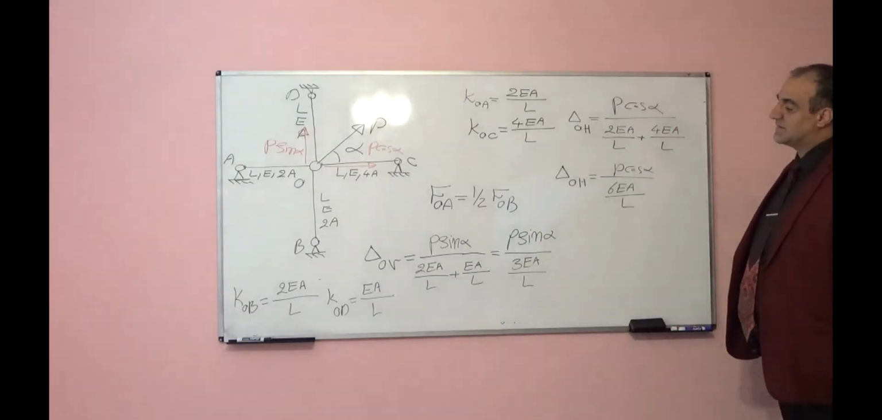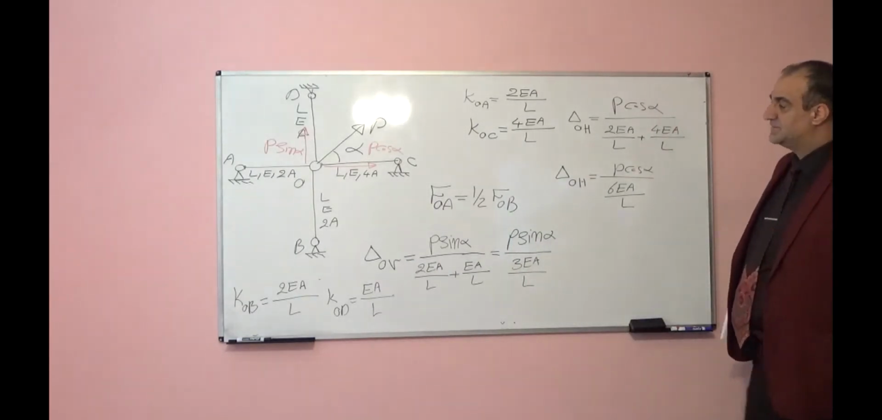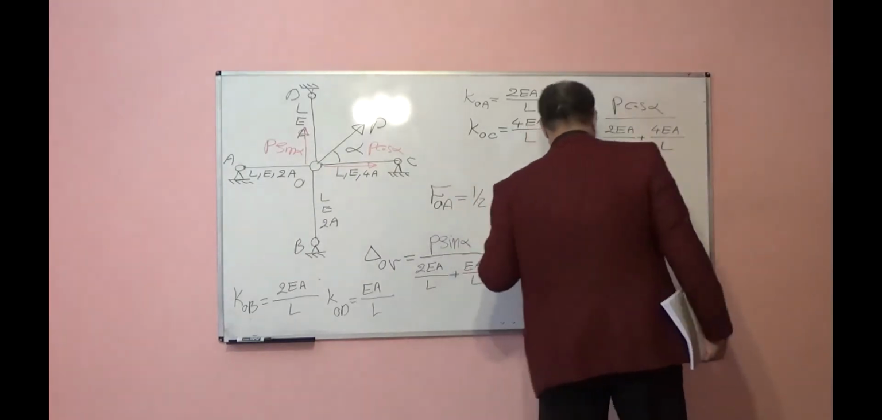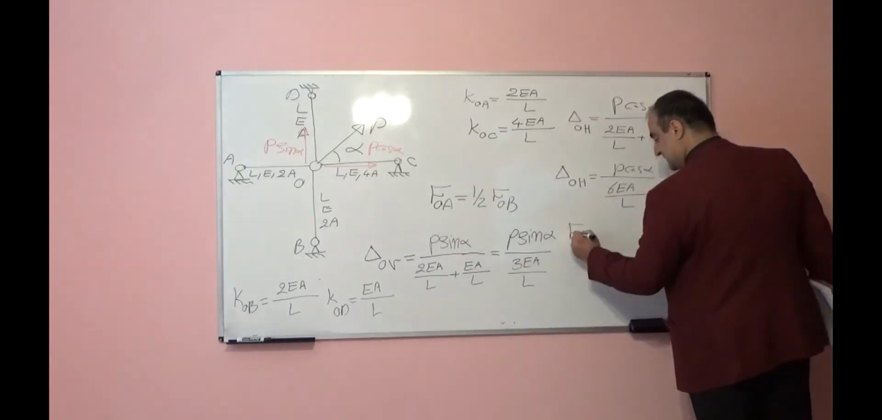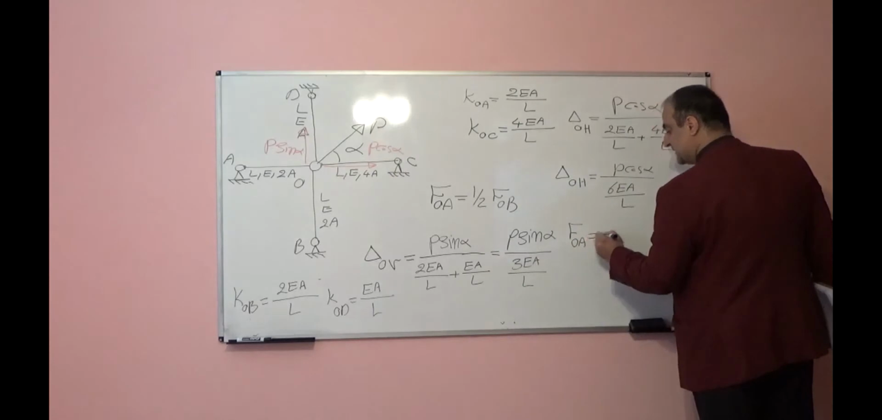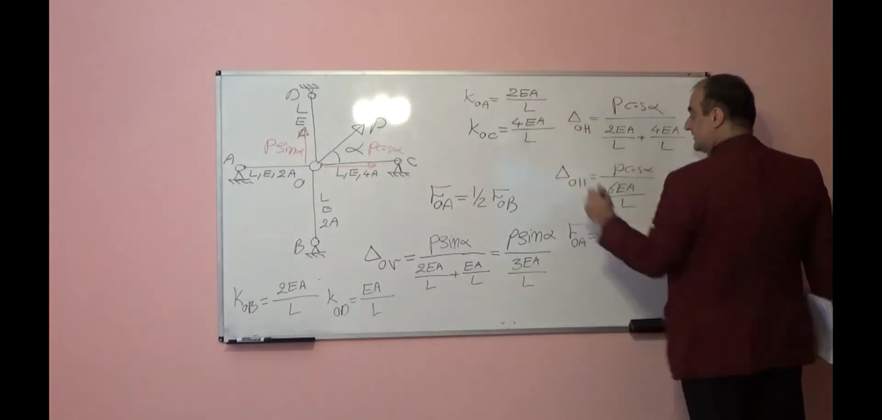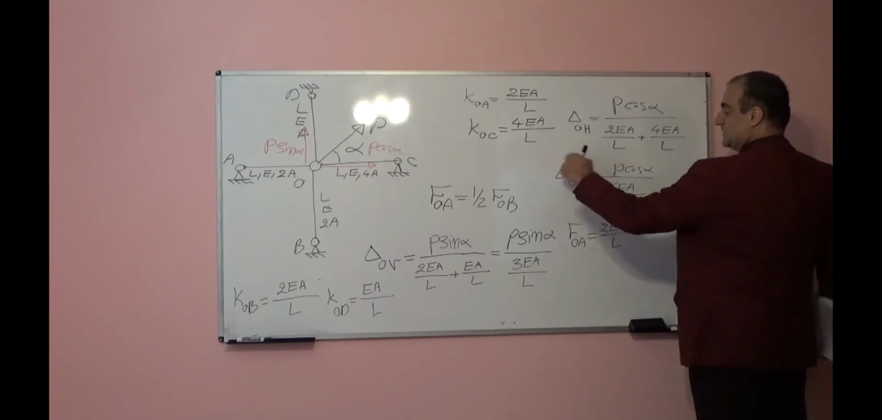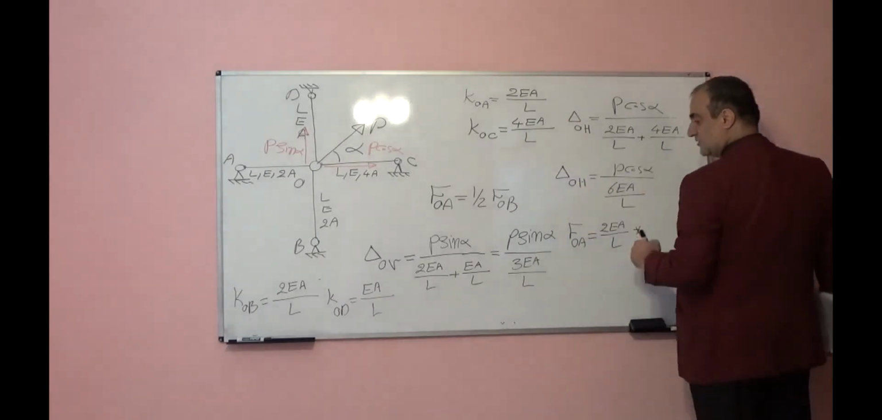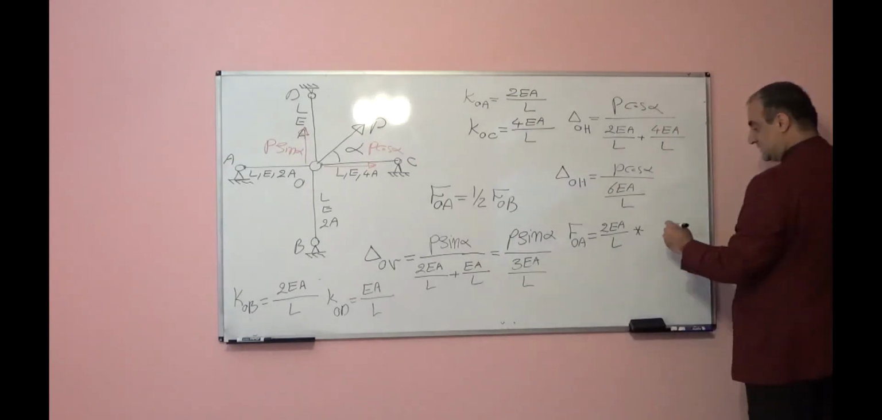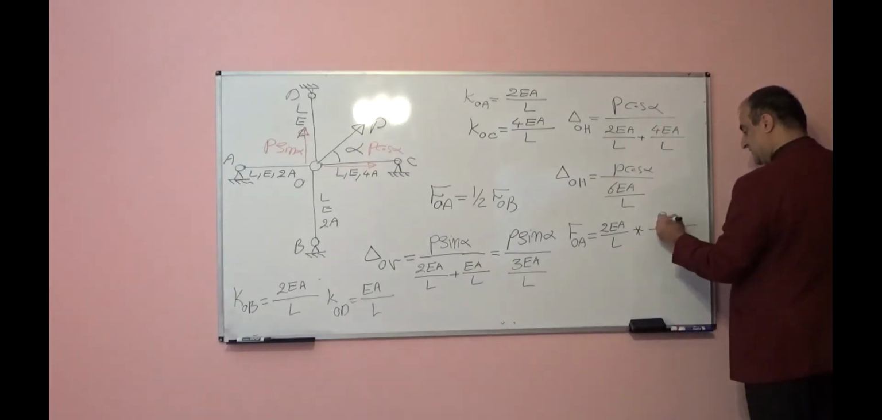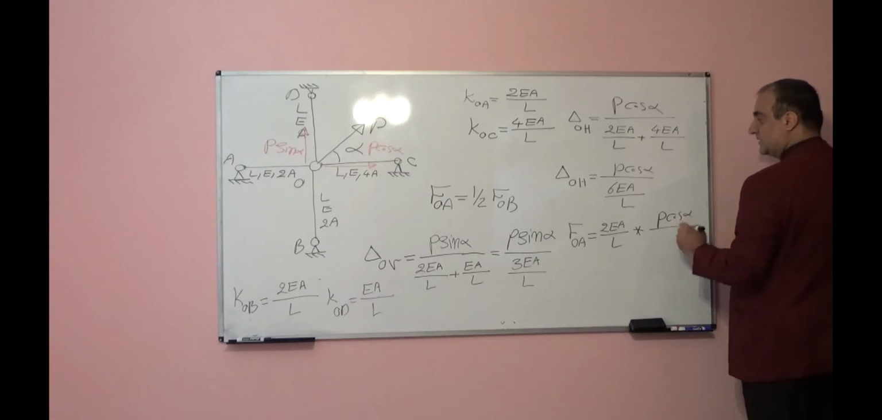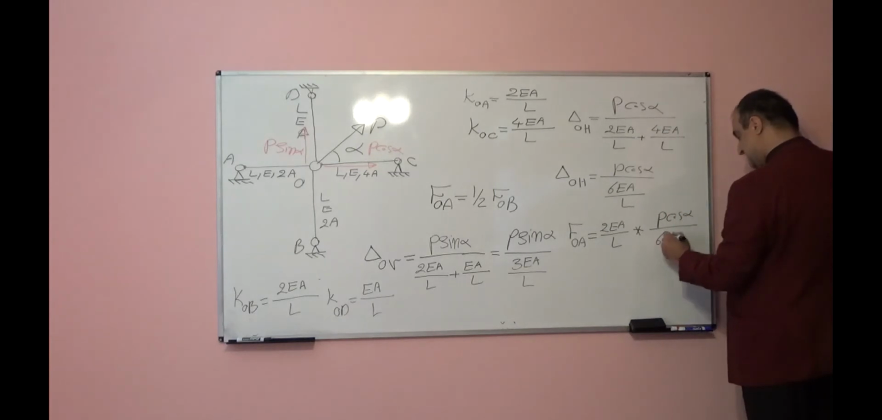Now, what is the internal force in member OA? Internal force in member OA is equal to the stiffness of member OA times the deformation in the horizontal direction, that is P cosine alpha divided by 6EA over L.